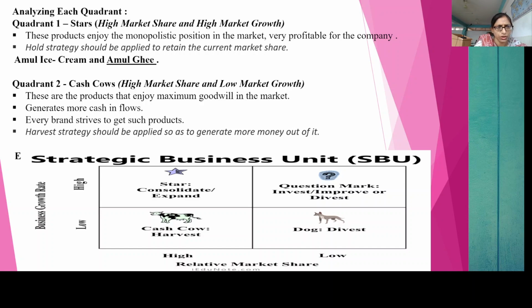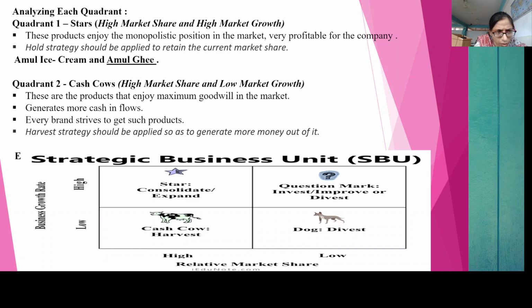In this position, we need to hold our market share. This is the best quadrant because it has a high business growth rate and high relative market share, both the axes. Okay.